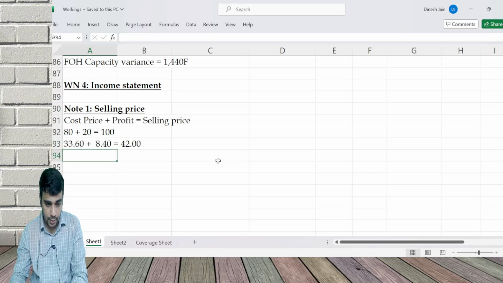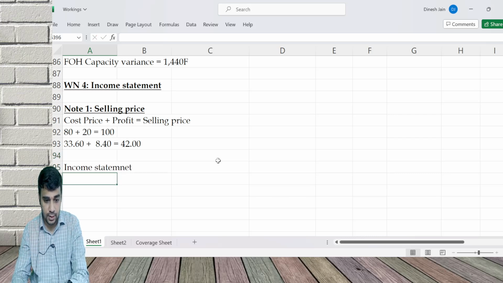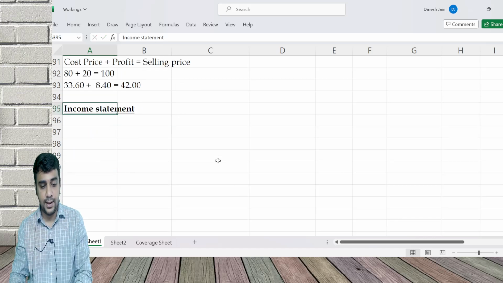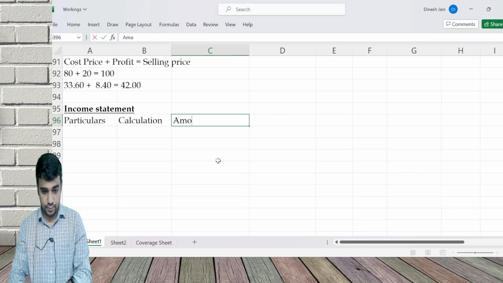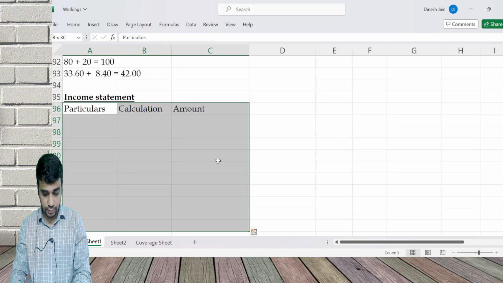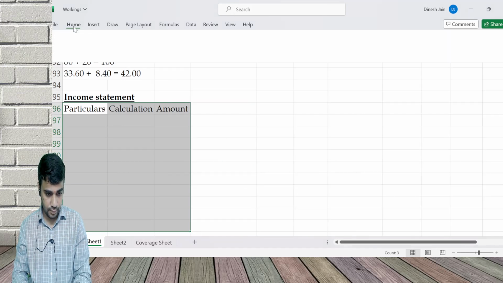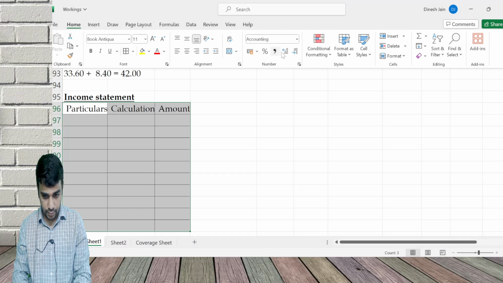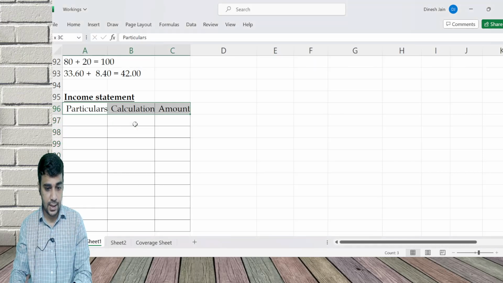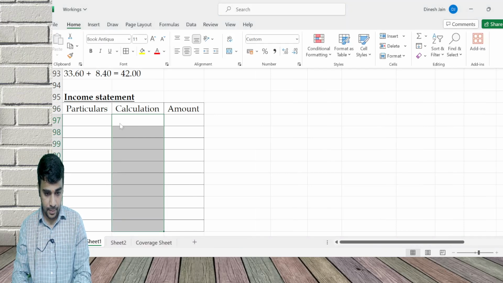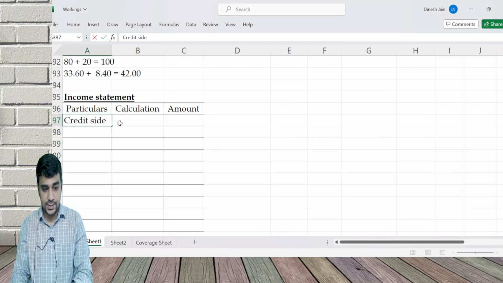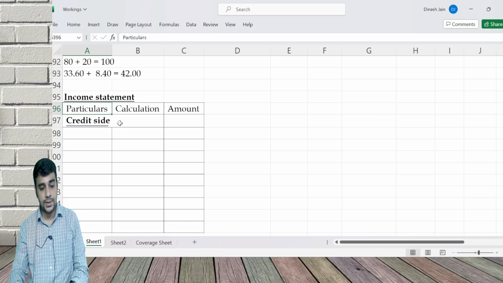Clear? Now, income statement. This is one way of doing the income statement. Then I'll show you the other way which ICA has followed. Income statement: particulars, calculation, amount, credit side.